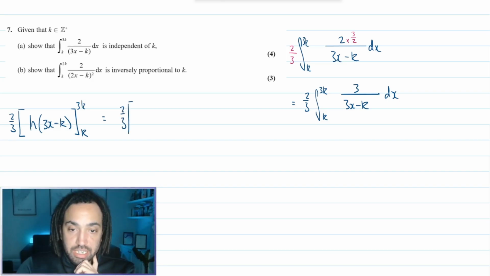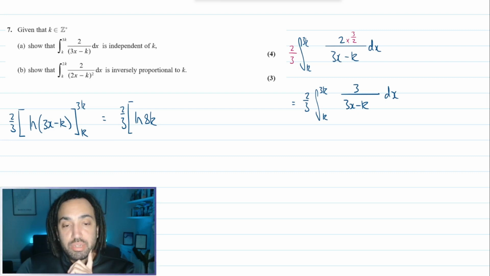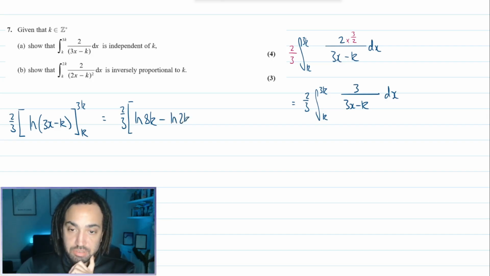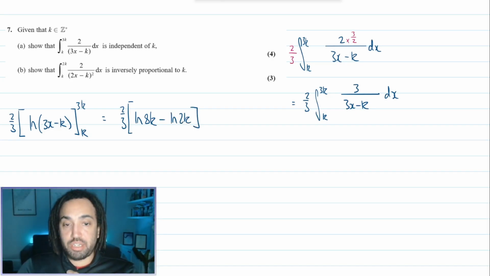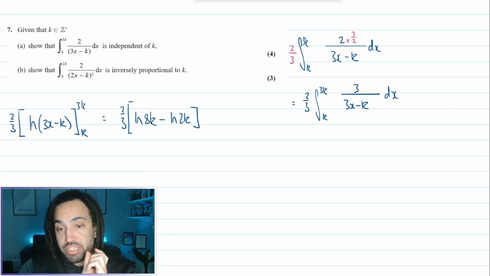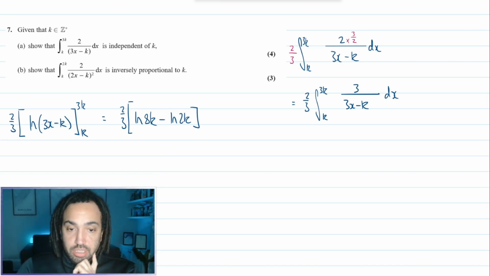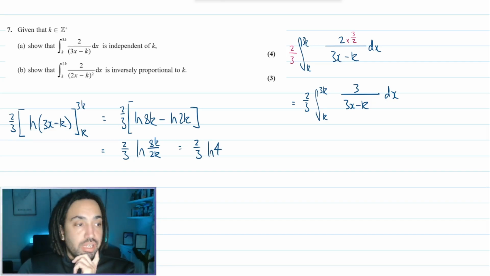So when I sub in 3k, I get ln of 9k minus k is 8k. And then when I sub in k, I will get ln of 3k minus k, which is 2k. Okay, great. So we've done the upper bound subbed in, subtract the lower bound subbed in. So when we subtract lns, we can convert it into a single ln, but we need to divide the two inputs. So this becomes 2/3 ln of 8k over 2k, which is equal to 2/3 of ln of 8 over 2, which is 4. And this is independent of k. There is no k in that solution. So that is good.